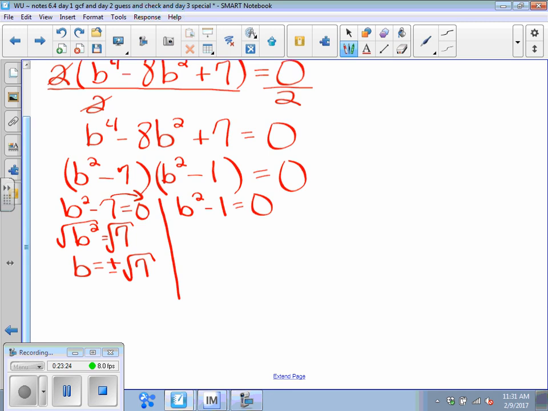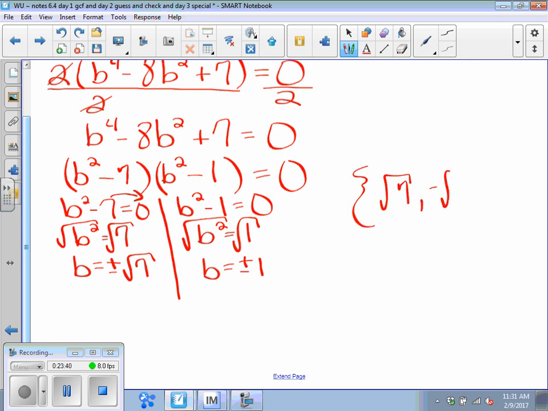And then over here, you add 1 to both sides, so b squared equals positive 1. Then we take the square root, so b equals, what's the square root of 1? 1. So b equals plus or minus 1. So my 4 answers are square root of 7, negative square root of 7, and then 1 and negative 1. You could just write plus or minus and write it once, I'm just showing all 4 individually. Those are all 4 of my x-intercepts, or roots, or zeros. They're called the zeros, because y is 0 at those points. Any questions?